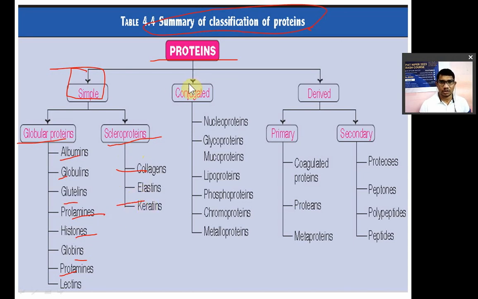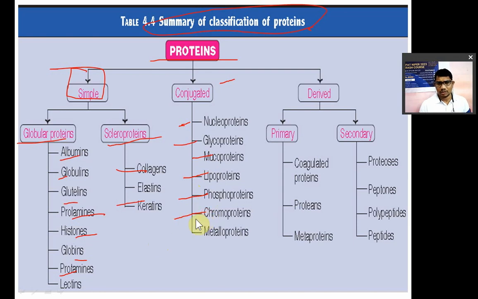Now conjugated protein मतलब क्या? Conjugated protein मतलब some other part is there. So nucleoprotein means what? Protein plus nucleic acid. Glycoprotein is what? A conjugation of protein with sugar. Mucoprotein is conjugation of protein with N-glucosamine. Lipoprotein means what? A macromolecular complex of lipid with protein. Phosphoprotein मतलब क्या? Phosphoric acid रहेगा उसमें.